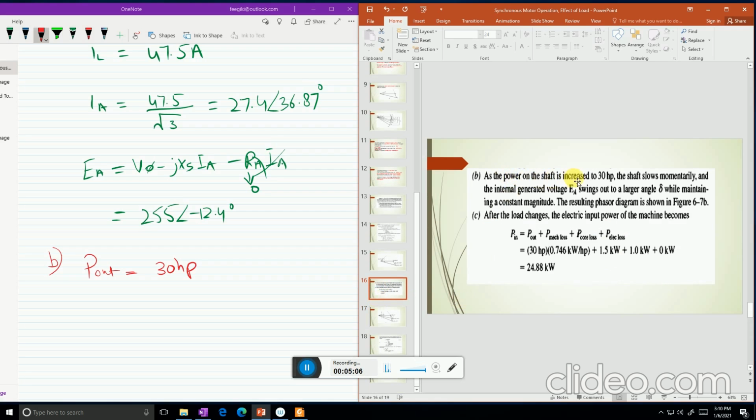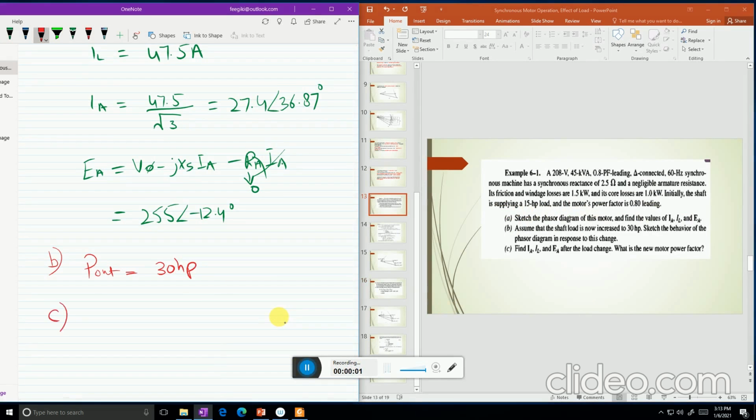As the power on the shaft is increased to 30 horsepower, the shaft slows momentarily and the internal generated voltage EA swings out to a larger angle delta while maintaining a constant magnitude. The resulting phasor diagram is shown in the figure.